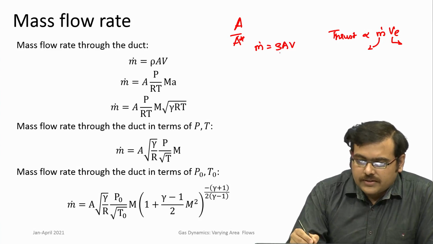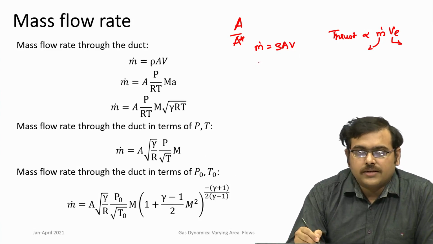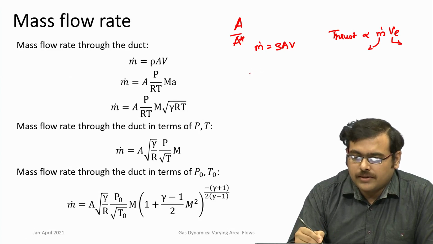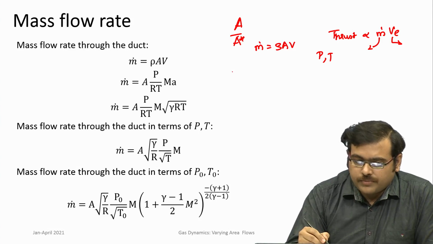So, how do we calculate m dot in different conditions? First is of course m dot is rho A v, but generally density is not known a priori, it is usually a calculated variable. Something that is generally measured is pressures and temperatures, static pressure, static temperature. So, can we express this in terms of static pressure and temperature?